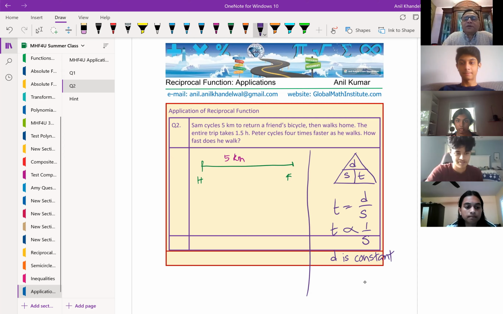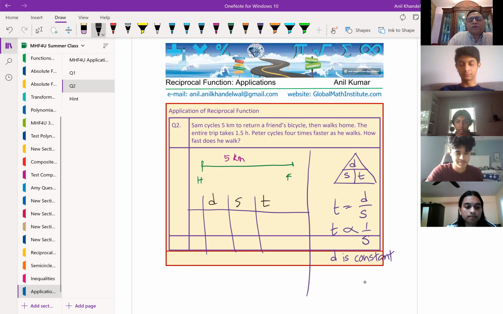Now, Sam cycles 5 kilometers and returns home. The entire trip takes 1.5 hours. So what we'll do here, as we do with any distance speed time graph, we should have something like this, as we have to relate the three parameters. One of the parameters, as you see, is distance. The other one is speed, and then we have time, correct?